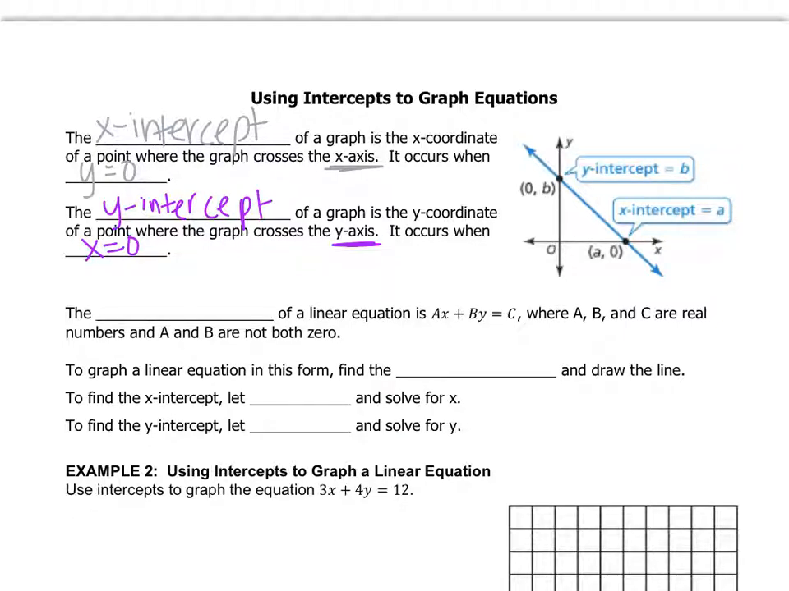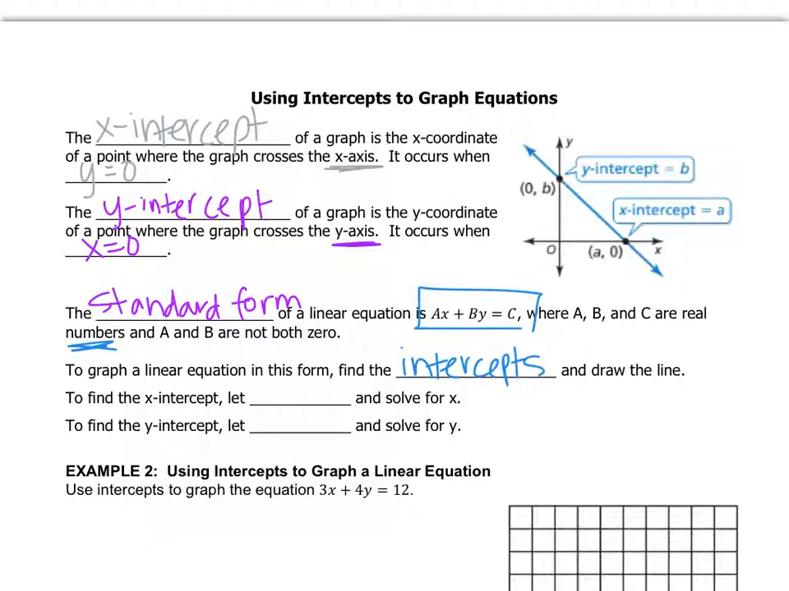Now we get to the title of this lesson, which is the standard form of an equation. And standard form looks like this right here. A, B, and C, those capital letters, those are all numbers. And X and Y stay X and Y. Because in order to graph them, we need an X value and a Y value to plot points. When you're graphing a line using this form, you find the intercepts and you connect those two dots.